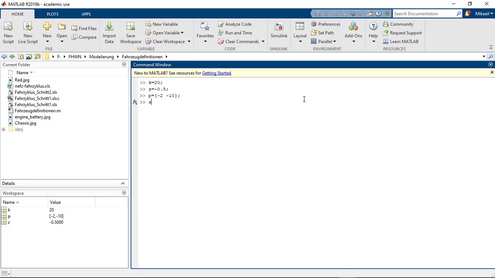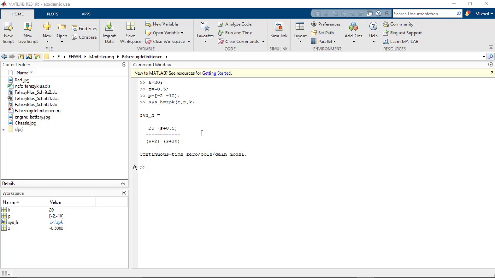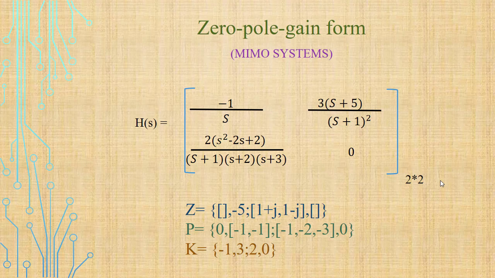Semicolon. Write here system H is equal zpk parentheses. Write here z, p and k. Enter. As you see, we got our system, 20 as our gain, 1 zero and 2 poles.